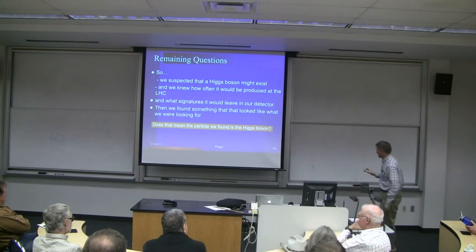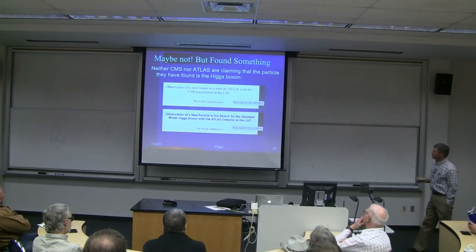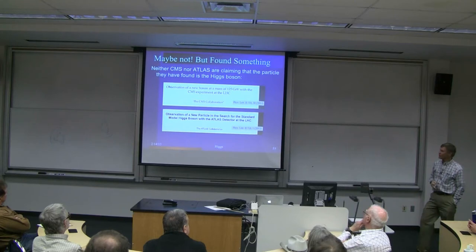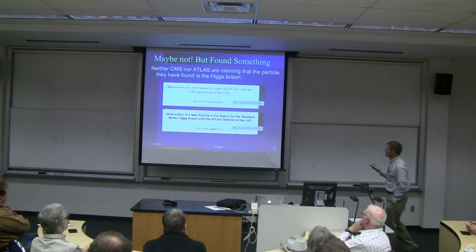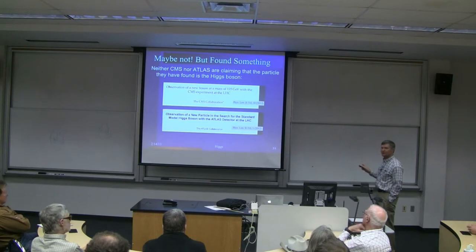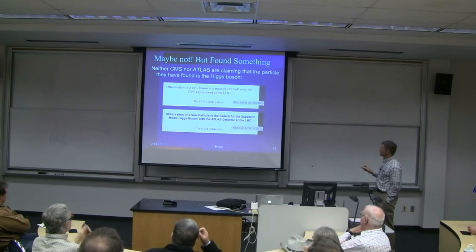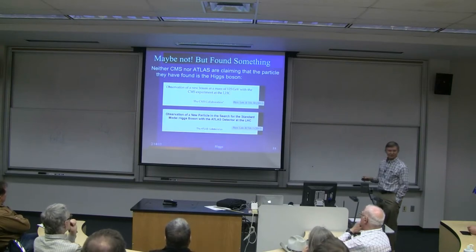So we think we found the Higgs boson, but we were very cautious in our two publications from the two experiments. The CMS says observation of a new boson. We know it's a boson because it couples to two photons, so it had to be spin zero or spin two. But we didn't call it a Higgs, and it turns out the Atlas collaboration didn't either.